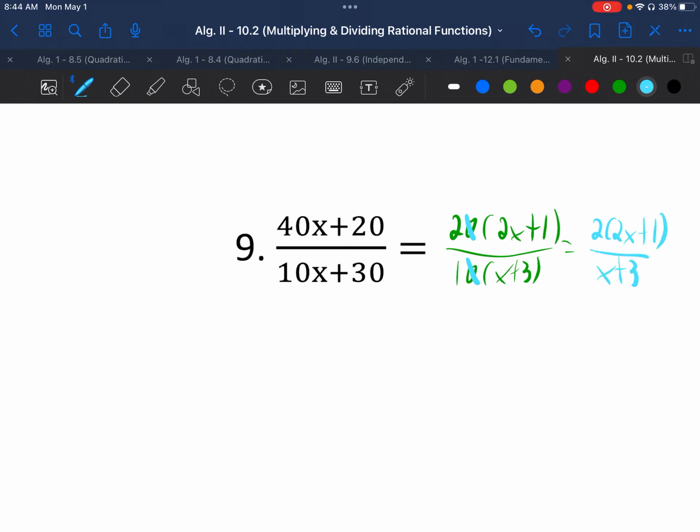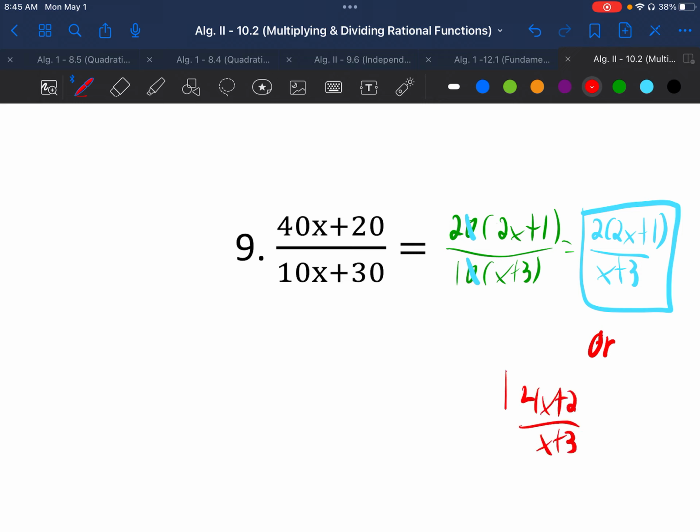Now you might be saying, Mr. Kossel, there's no more we can reduce here. Do we have to multiply this 2 back in? Okay, and the answer is no, you don't, because it's okay to show that it's all factored out, to show that you looked for anything additional. You could also write it as multiplying that 2 back in and getting 4x plus 2 over x plus 3, and that'd be okay as well. I'm typically going to have my answer like this. This one's also okay.